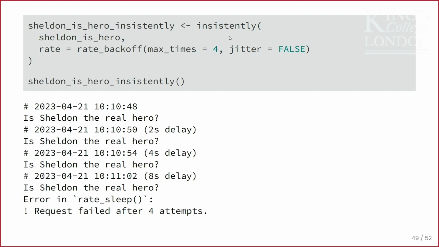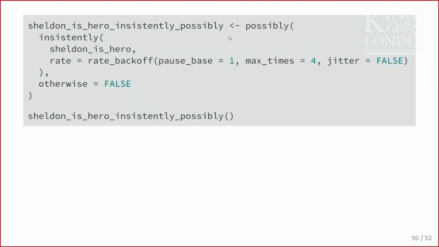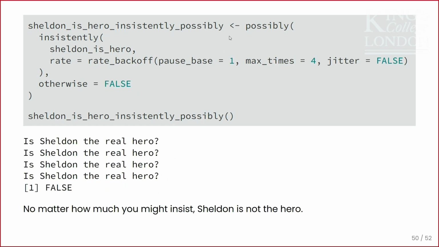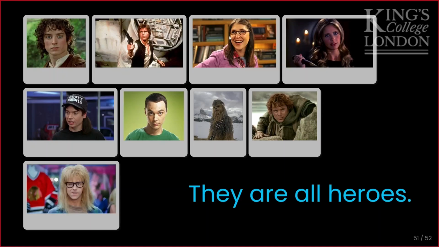So here we have a very nice example of our hero working with the sidekick. So we can take all of that and wrap it up in possibly. So we now have 4 iterations and finally a value that is not an error. Oh, and finally, conclusive evidence that Sheldon's not the hero.